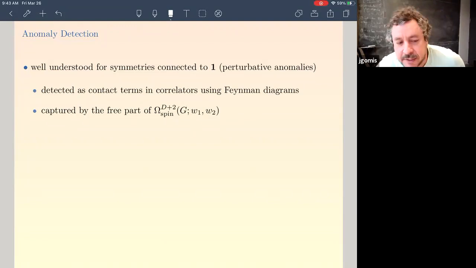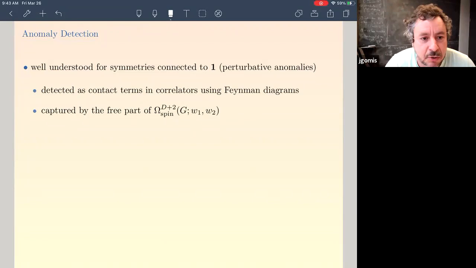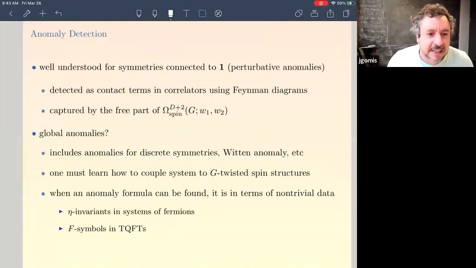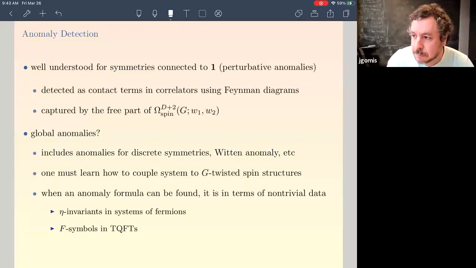Now you could ask, which I think is related to the question, how are the usual anomalies that you find in textbooks detected in this cobordism classification? And the answer is this: they're captured by the free part of this particular cobordism group. So let me say more about perturbative anomalies, and let's describe global anomalies, which is really the much more subtle and more interesting case that has come to the forefront in recent years. So global anomalies include in particular all anomalies associated to discrete symmetries, and in particular also the Witten anomaly, the famous SU(2) anomaly in 3+1 dimensions.